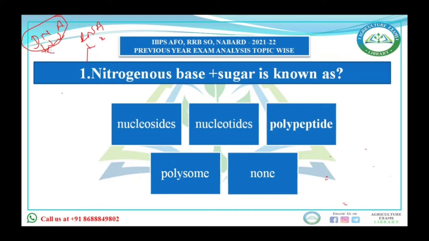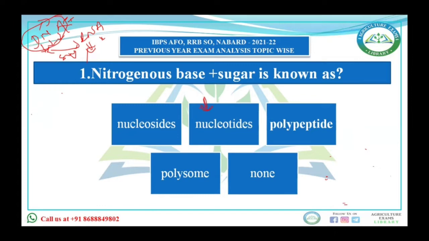The basic difference between DNA and RNA is of the sugar. In DNA, deoxyribose sugar is present. In RNA, ribose sugar is present. There is also a difference in the nitrogenous bases, which you will come to know. I said that nucleic acid is a polymer of nucleotides. Now let's see.